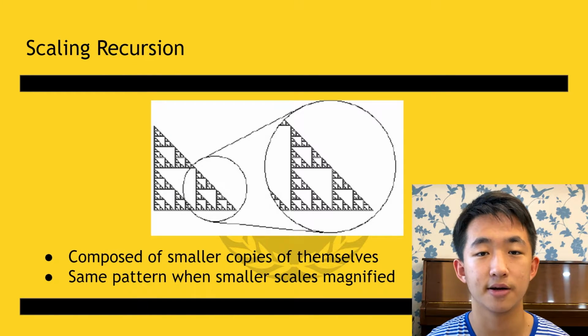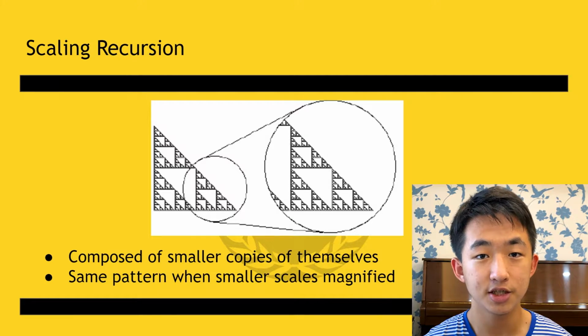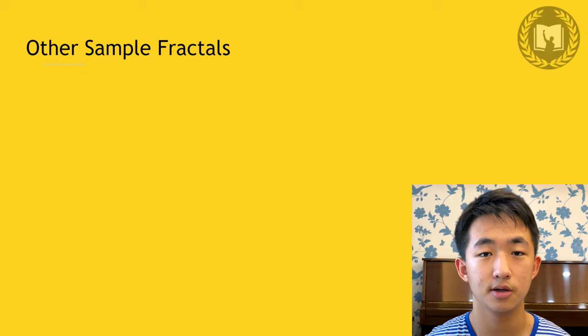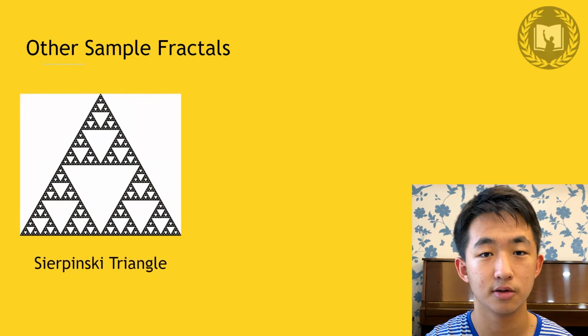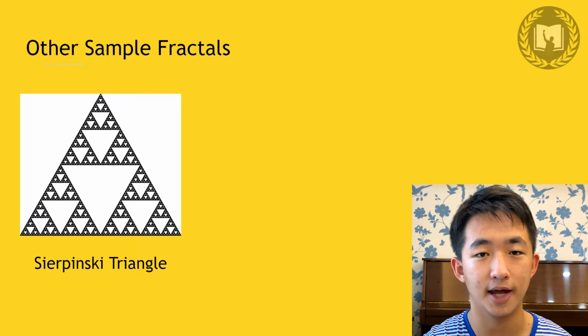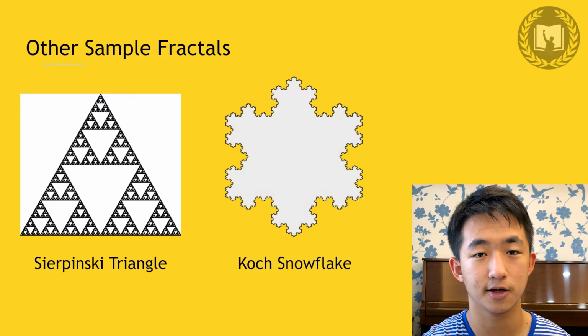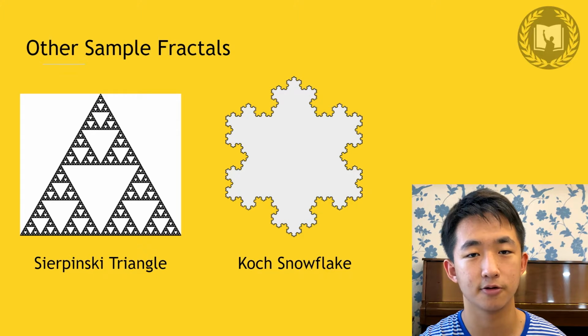As seen in this diagram, fractals are composed of smaller copies of themselves. They show the same pattern when smaller scales are magnified. Other very famous fractals include the Sierpinski triangle, which is the example that I just showed you guys, but that was a modified version, and the Koch snowflake, which is another very famous fractal.